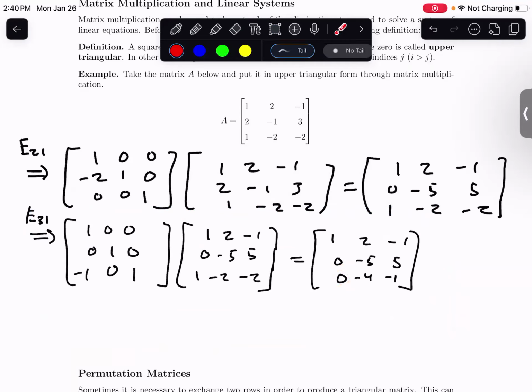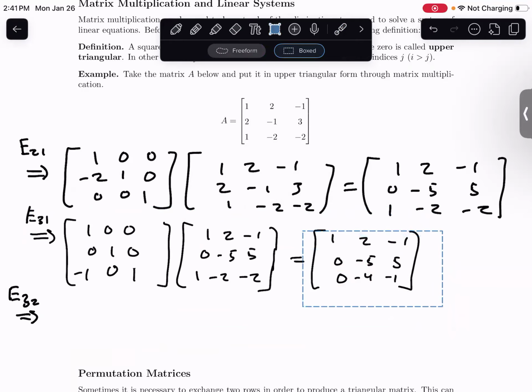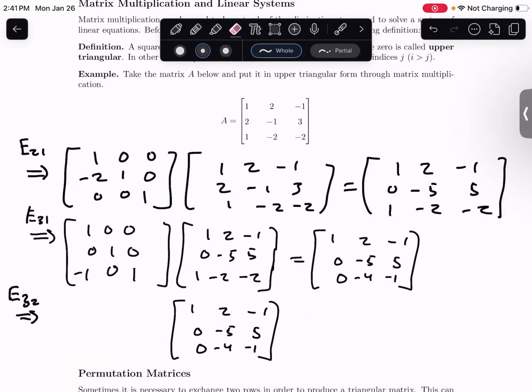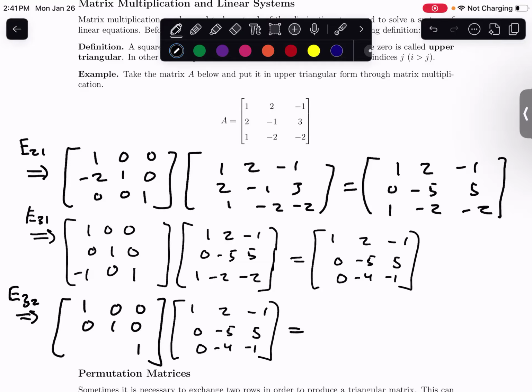To put it in upper triangular form, we just need to get rid of this -4. So this is in the 3, 2 entry. That means we're going to want to use the 3, 2 elimination matrix. And so I'm going to copy and paste. We're going to multiply this matrix by something. By something, I mean the elimination matrix. And the elimination matrix, again, is just the identity, except at the 3-2 entry.